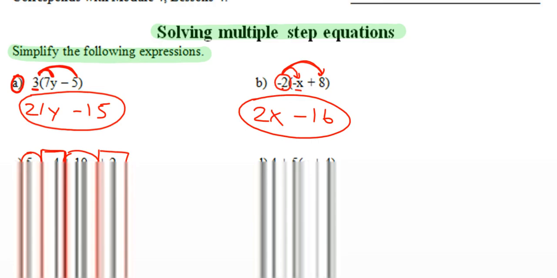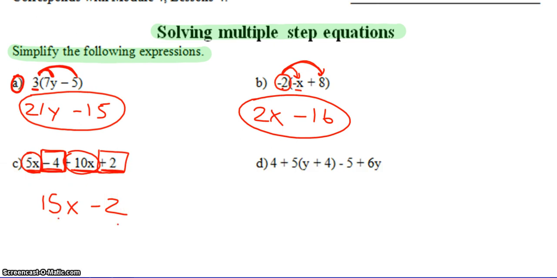And I box this one in because it's separate from the other one, so I use circles for the x's and boxes for these. These are like terms, so negative 4 and 2 would make negative 2. Now I cannot go any further because I cannot combine x's and non-x's, so therefore this is our final answer.